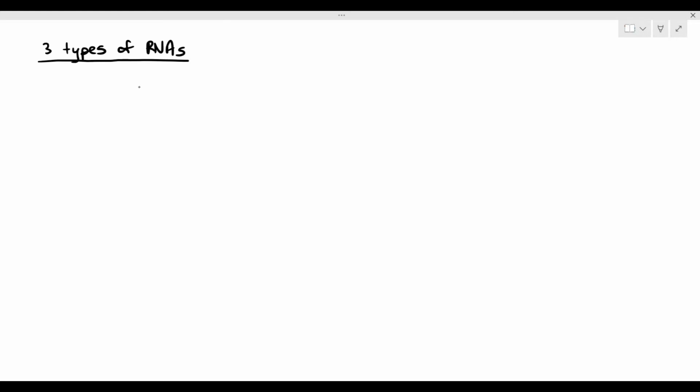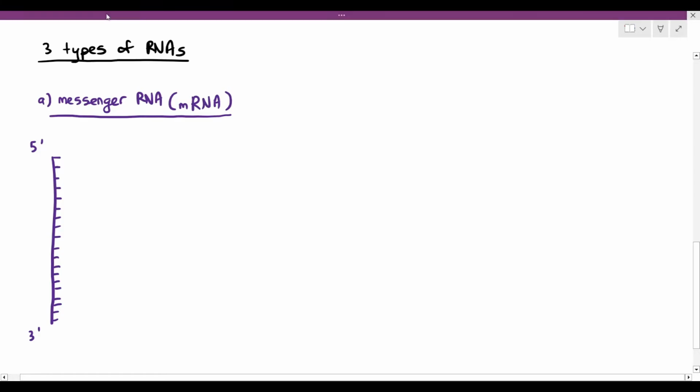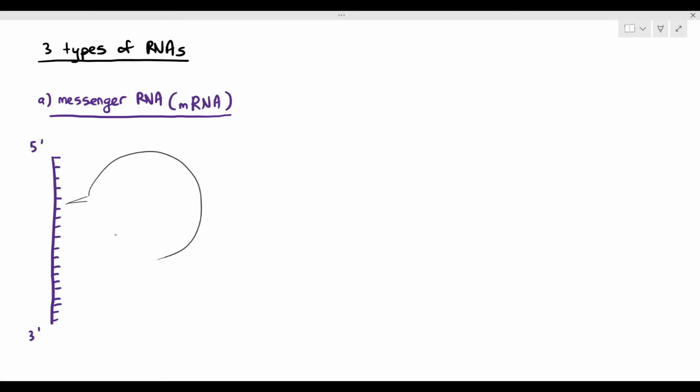Now, what we have to look at is the three types of RNA that can exist. The first type of RNA that can exist is known as the messenger RNA, also known as the mRNA. In the exam, you can just use the word mRNA. It's fine. Small m, by the way, and uppercase RNA. You don't have to write out the whole messenger RNA.